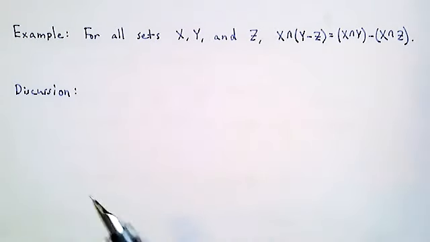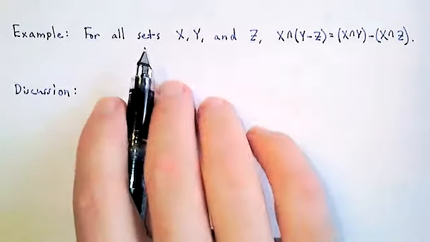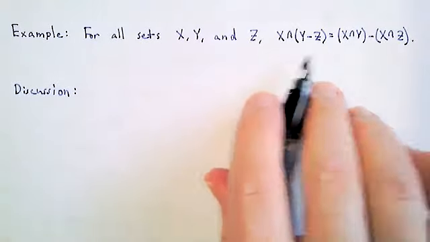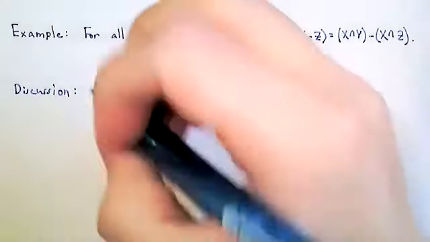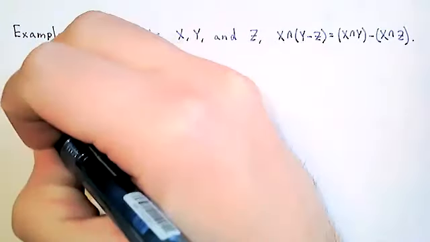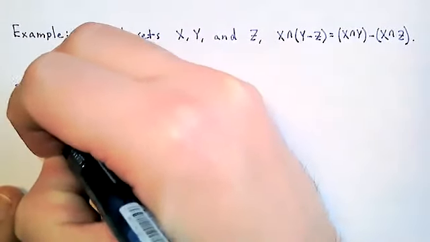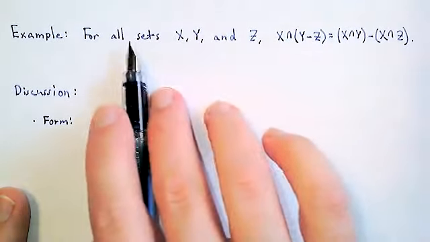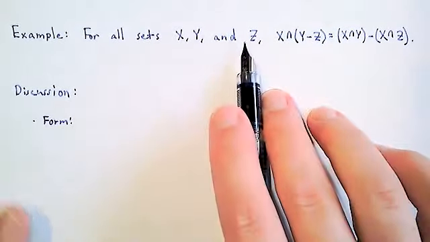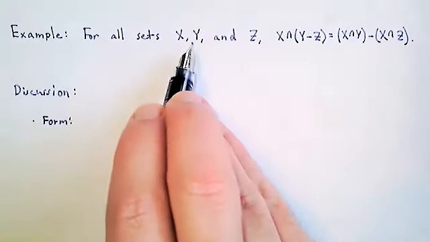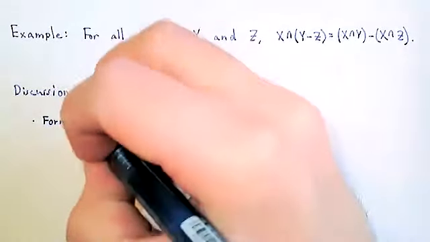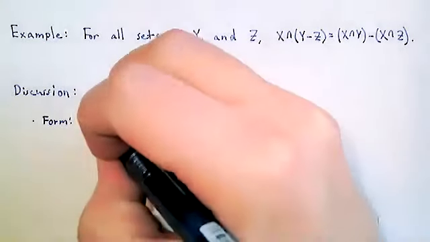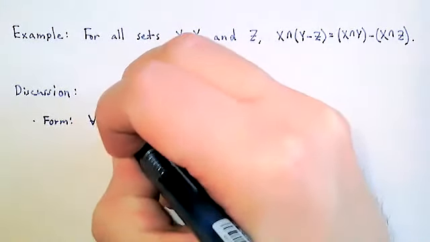So there's a few things we need to discuss before we get to the nuts and bolts of our proof. The first thing to do is to recognize the form of this proposition. So this is universally quantified, but there's actually 3 variables. So that means there are actually 3 universal quantifiers.